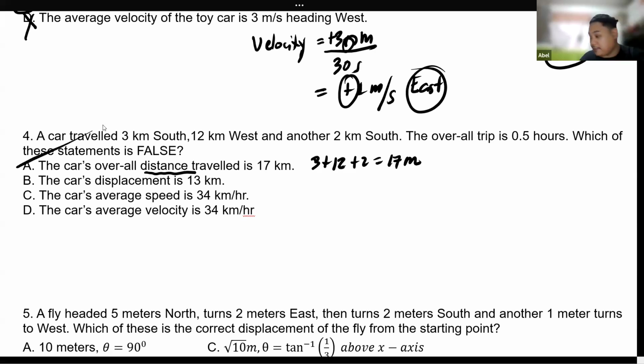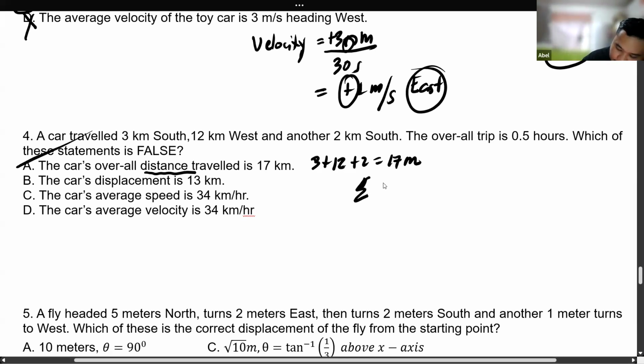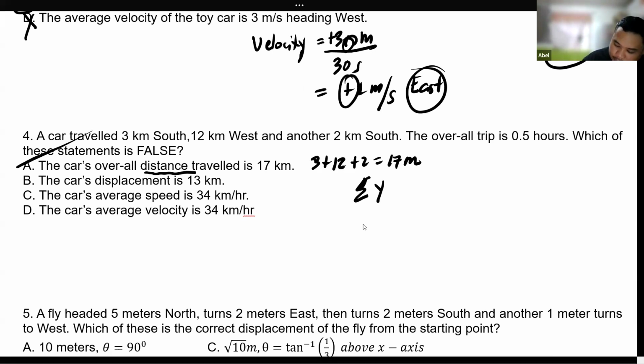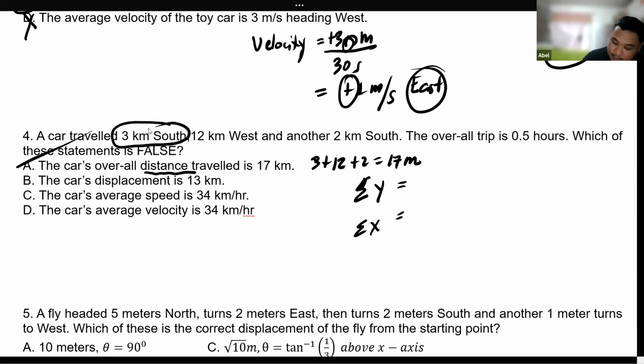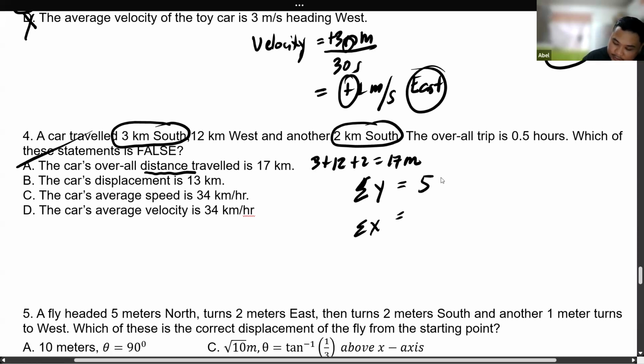The car's displacement is 13 kilometers. So from here, let's look at the displacement of the car. We have the summation of the y, okay? And then we also have the summation of x. Okay, what is the summation of all the y's here? The summation of all the y, we have 3 kilometers south, okay? And then 2 kilometers south, right? And so this one is 5 kilometers south.